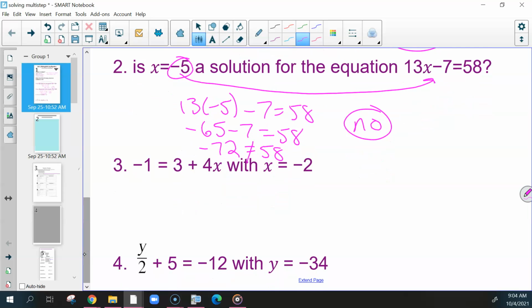I want you to try 3 and 4. I'm going to give you 2 minutes to do 3 and 4, and then we'll come back and we'll talk about it.